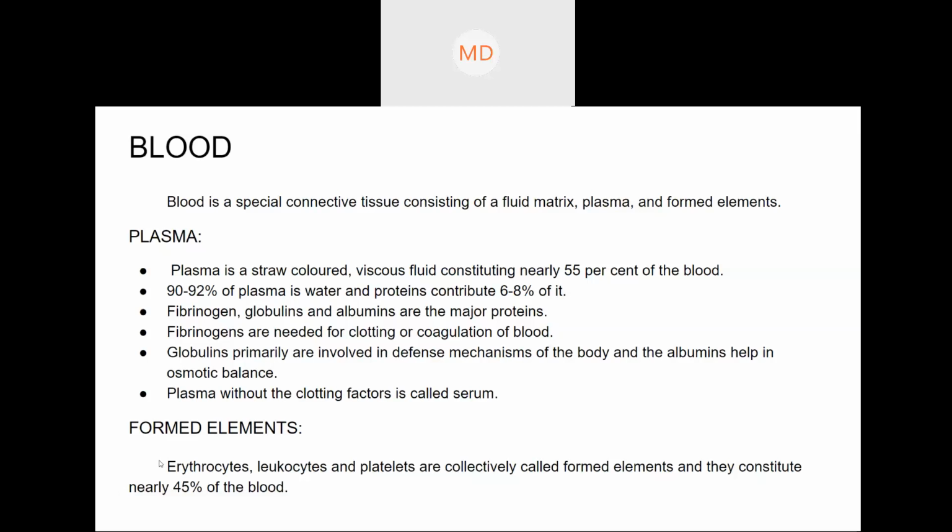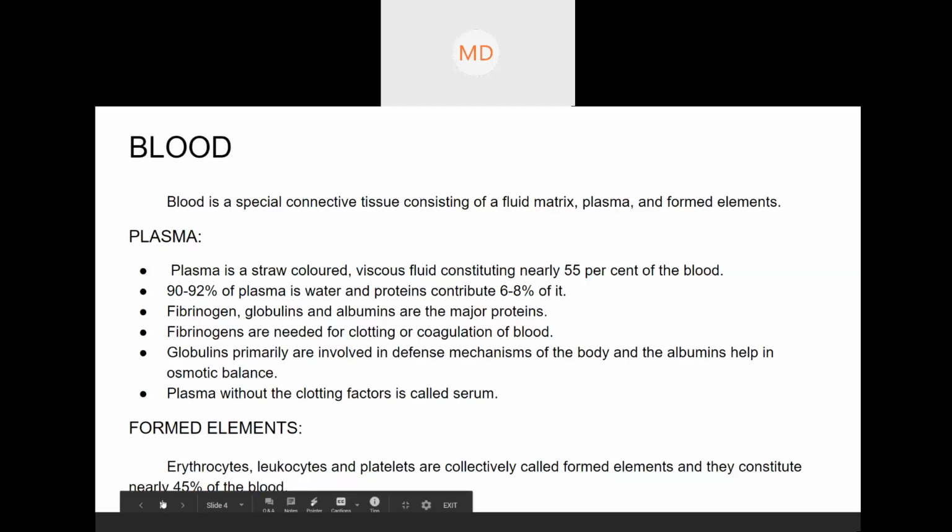So three types of blood cells are there: red blood cells, white blood cells, and platelets. Red blood cells are also called erythrocytes, same thing. White blood cells are also called leukocytes. Platelets are also called thrombocytes. They constitute about 45% of the blood. Plasma is about 55% of the blood, and the remaining 45% is constituted by the blood cells, the formed elements.